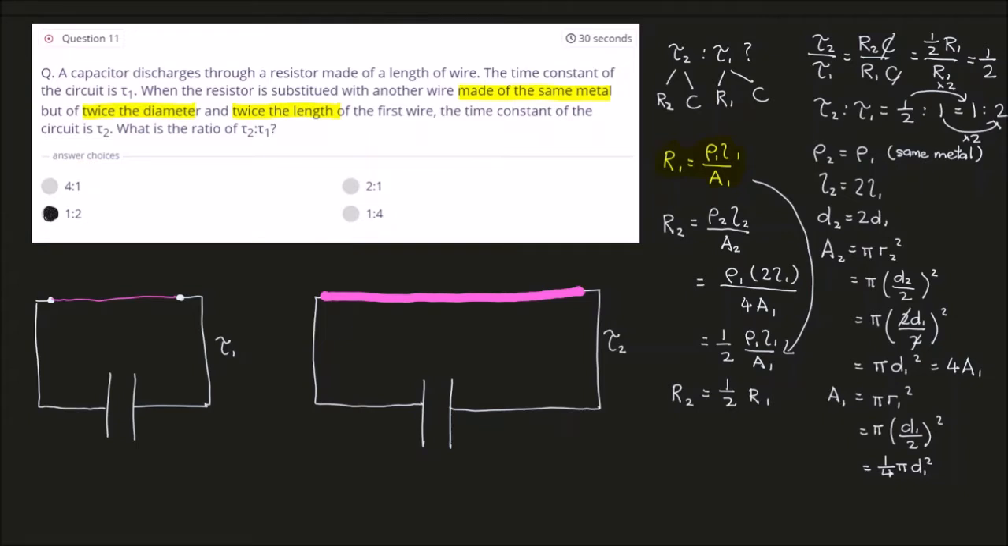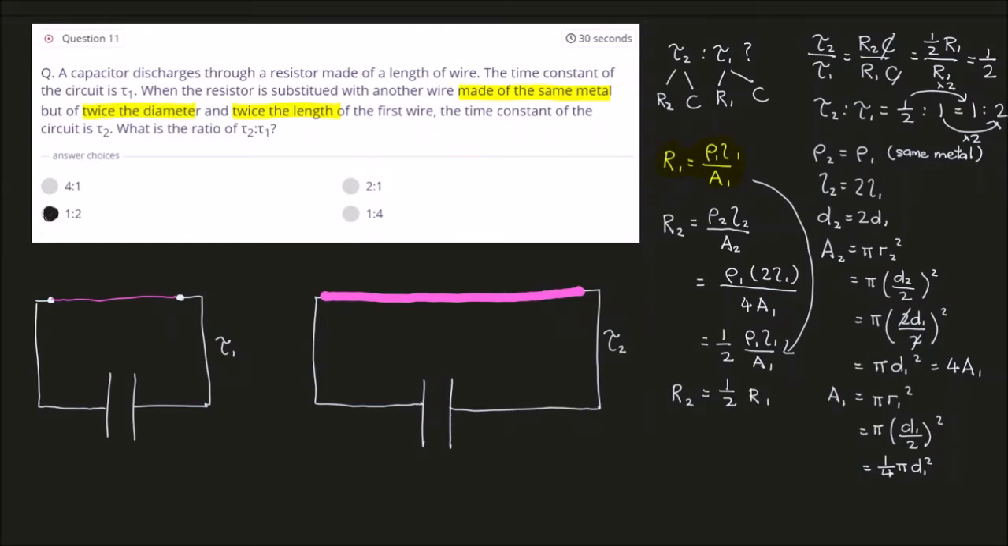Okay, so greater resistance causes greater time constant. Lower resistance causes lower time constant. Okay, so that's the idea behind it. That's all for question 11.